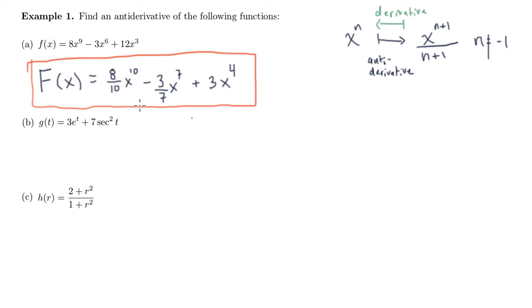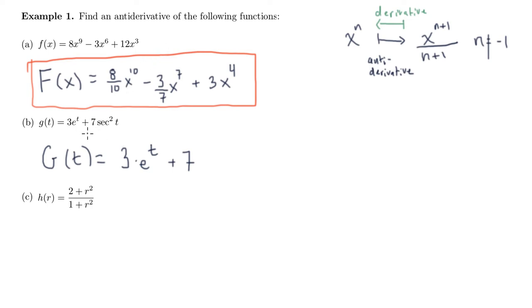So let's do the same thing with this function, g of t. So we'll let capital G of t be the antiderivative that we're looking for. And so 3e to the t, well, the derivative of e to the t is just e to the t, and the 3 is not going to affect anything. So it looks like I can just have 3e to the t, and when I take the derivative, I'll get exactly this term, 3e to the t. Okay, and then I have plus 7. The plus 7, that's just a constant multiple. That's not going to affect anything.